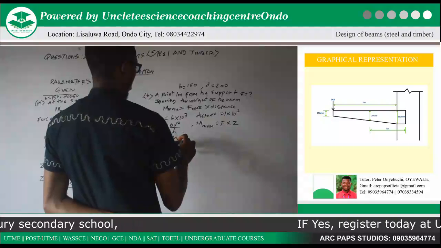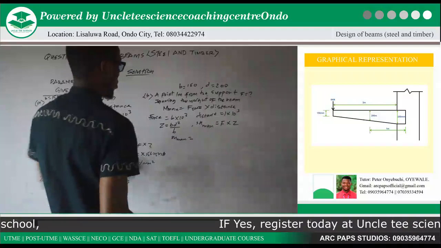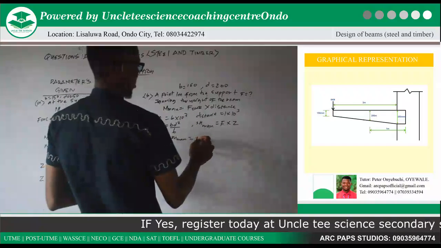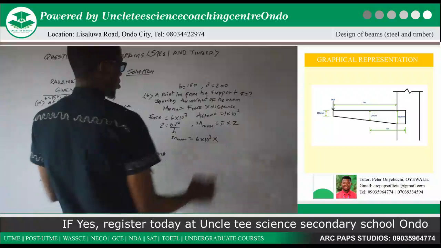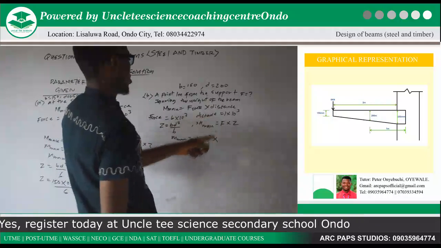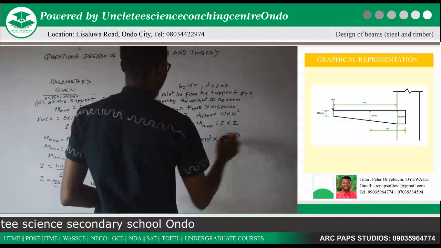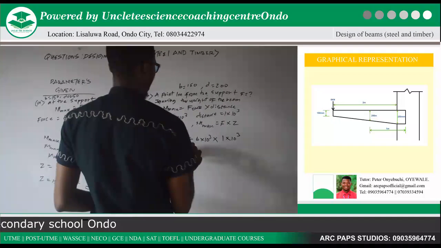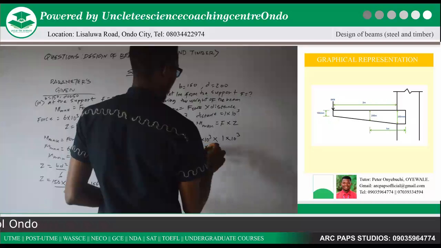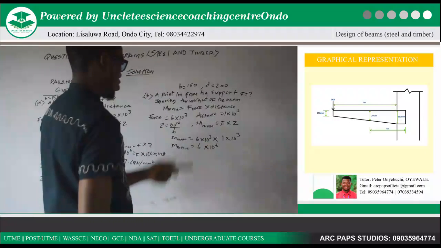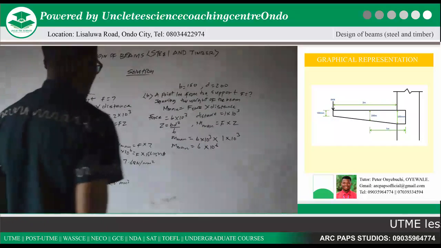Now going to Roman figure 2, we are going to apply the same approach. The only difference is that this one is 0.1 meter from the support. Now Mmax will give us 6 times 10 raised to the power 3 times 1 times 10 raised to the power 3. Now 6 times 1, that is 6, 10 raised to the power 3 times 10 raised to the power 3, that is 10 raised to the power 6.